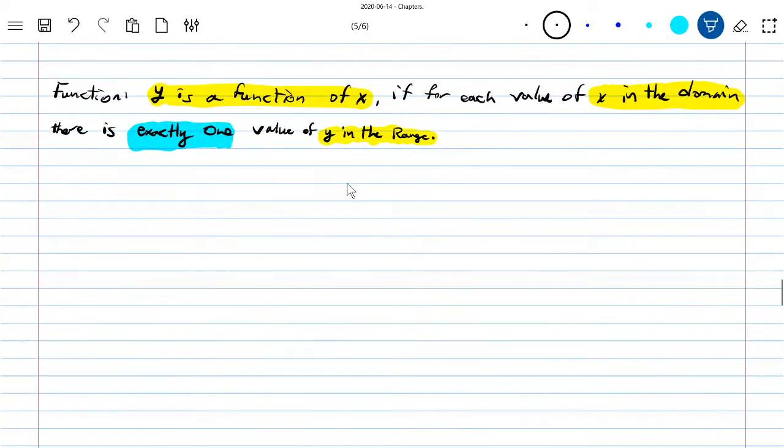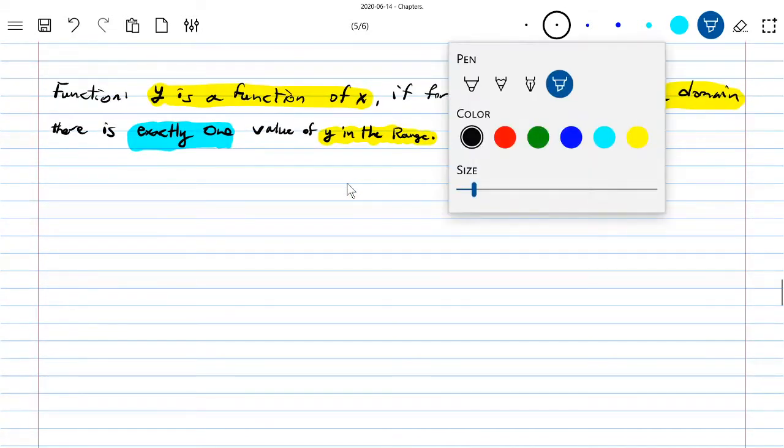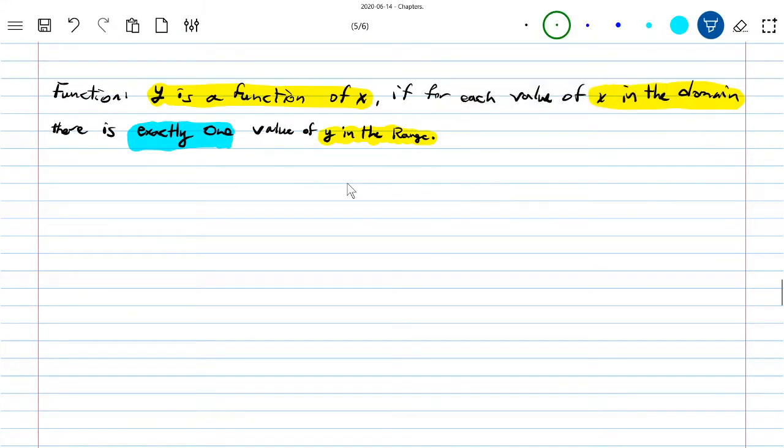What is a function? A function, we say normally y is a function of x, if for every x that you pick in the domain, there is one y in the range, and not more than that. There is exactly one y. So if I pick an x value in the domain, there is exactly one y in the range. So here, let's look at this example.